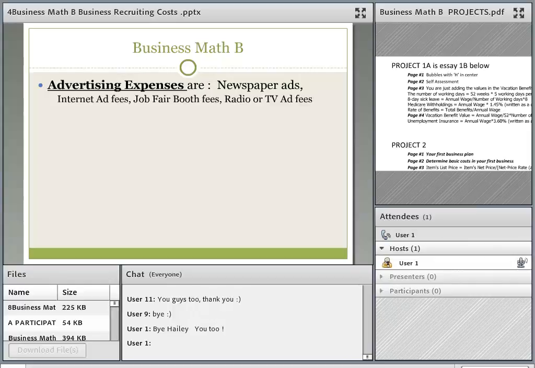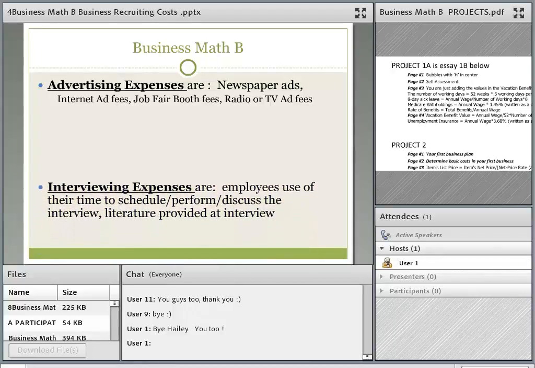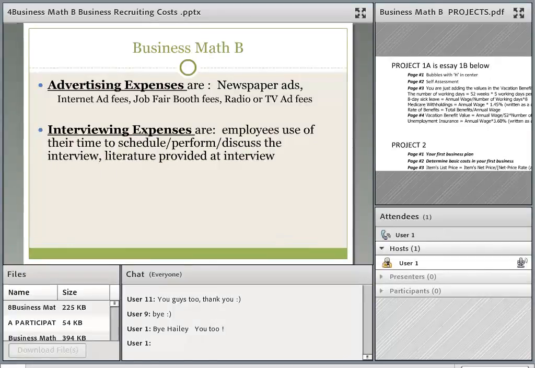The interviewing expenses are the employee's use of their time to schedule, perform, and discuss the interview. And there's also literature provided in these interviews. That is also part of the interview expense. Hiring expenses are sign-on bonuses, human resource paperwork for processing, office supplies, computer accounts, insurance, vacation, sick time allotted, and hiring commission paid.